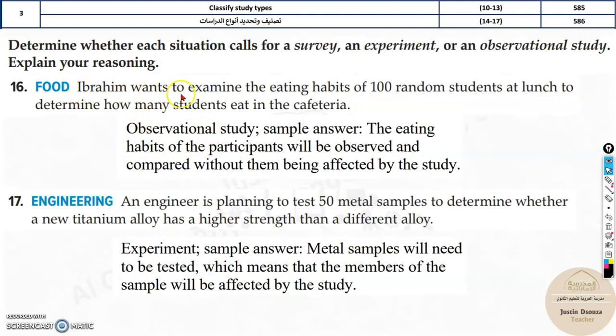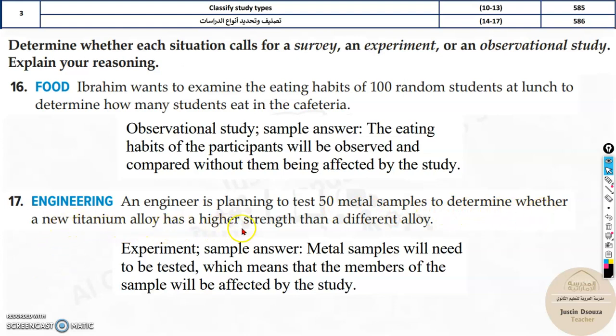Ibrahim wants to examine the eating habits of a hundred random students at lunch and see how many students eat in the cafeteria. Look, Ibrahim is just observing the students, whoever is having lunch in the cafeteria. He's not giving them anything to eat or anything. He's just observing. That is an observational study.